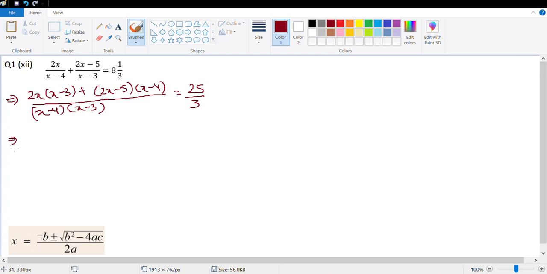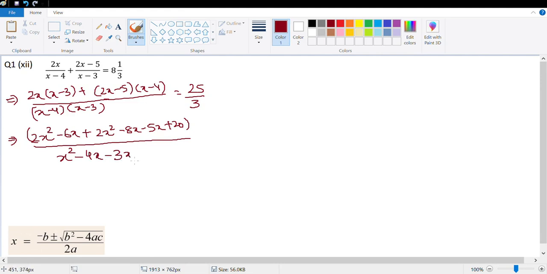Let's multiply. So this is 2x square minus 6x plus 2x into x. That's again 2x square minus 8x minus 5x plus 20. Let's cross multiply in the next step, and in the denominator we have x square minus 4x minus 3x plus 12, which is equal to 25 upon 3.